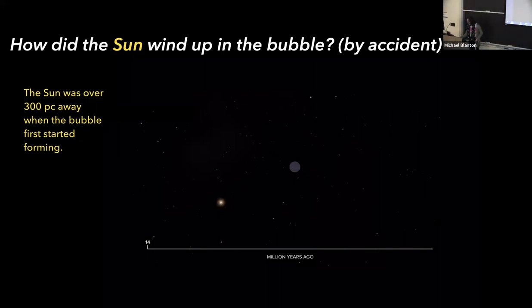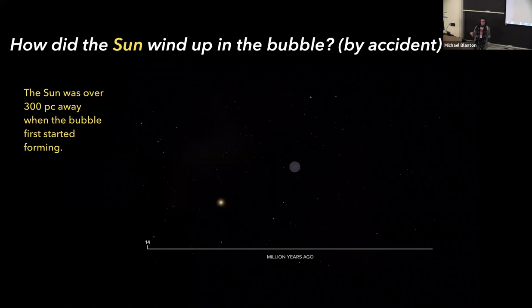Okay, so getting back to the question, how did the sun wind up in the bubble? Basically by accident. One thing we can do that's really cool is we have a model for the expansion of the bubble, how it evolved over time based on the formation of these young clusters on its surface. We also know the backward trajectory of the sun, so we can figure out where the sun was when the bubble first started forming.